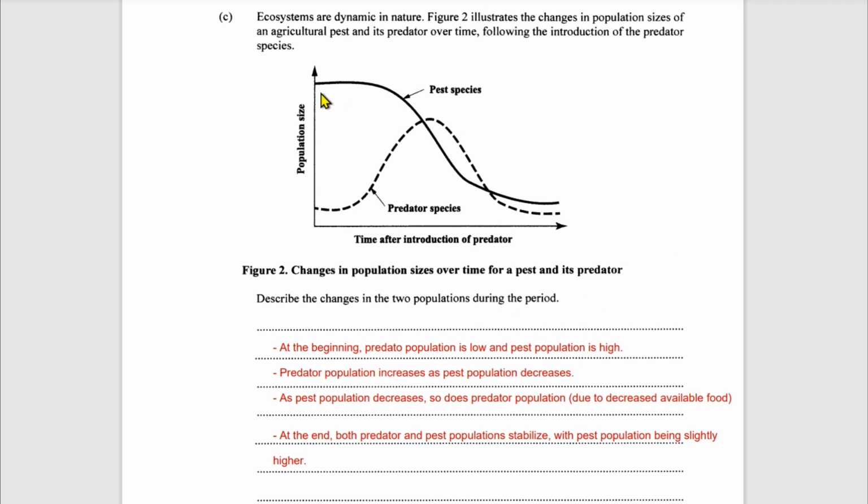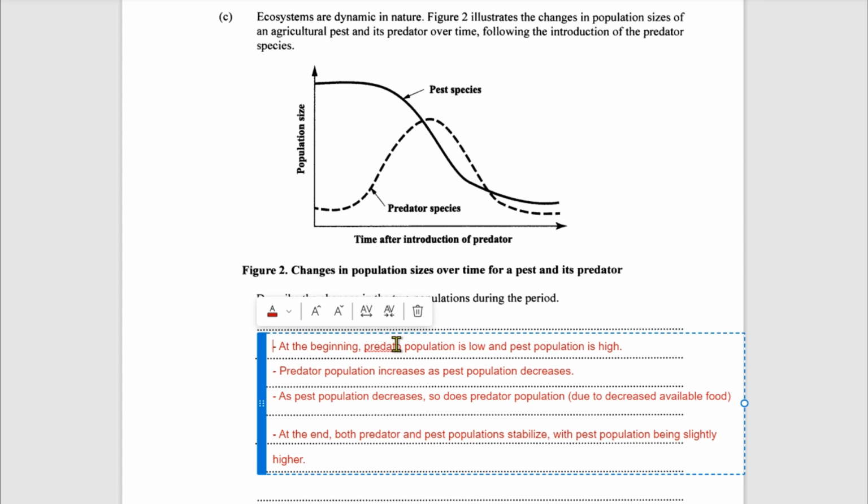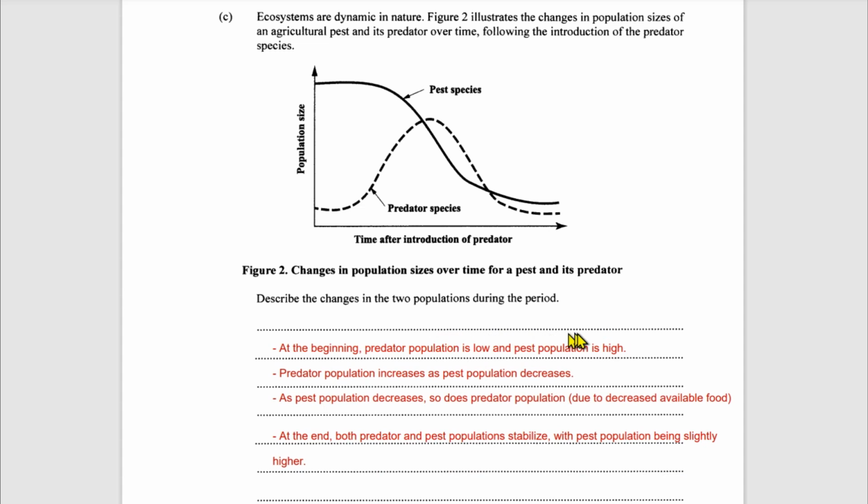So if you look at the beginning of the graph, the pest population is high, the predator population is low, and that's basically what you're seeing in the response here at the beginning. Predator population low, pest population high. Because now the predators would be feeding on the pests, the predators would have enough energy and food available to start to reproduce, and their population will start to rise. So as the predator population starts to rise, the pest population will start to fall because they're getting predated upon, right? So predator population rises, pest population falls.